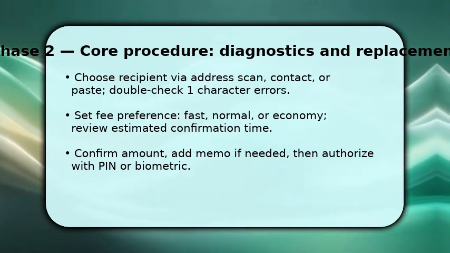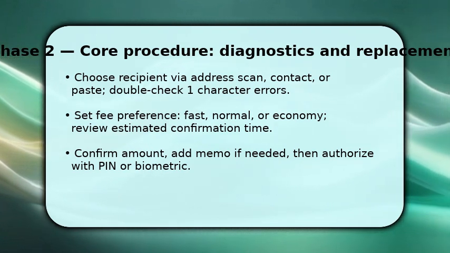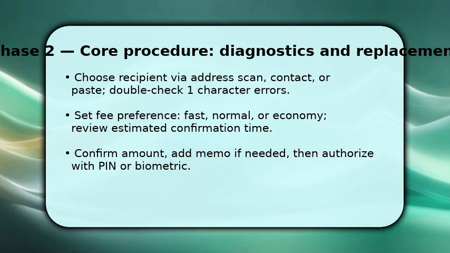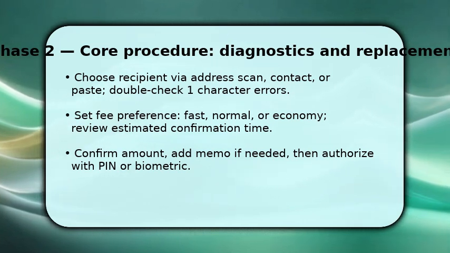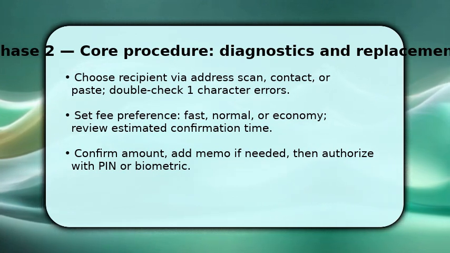Next, pick a fee level: fast for quick blocks, economy to save fees, and note the estimated confirmation time. Enter the amount, add a memo if you want internal tracking, then authorize using your PIN or biometric.